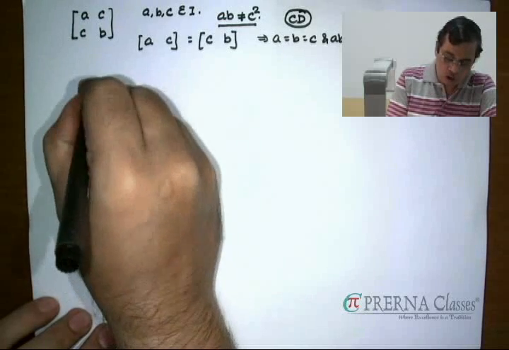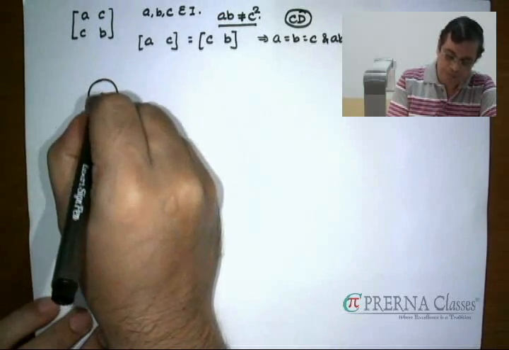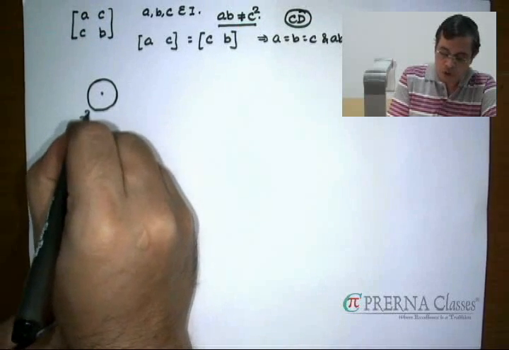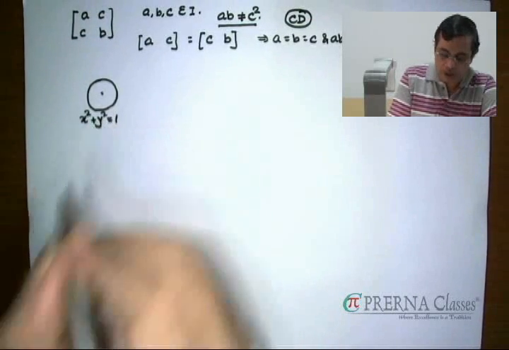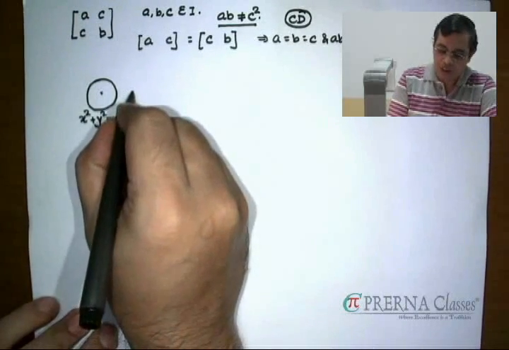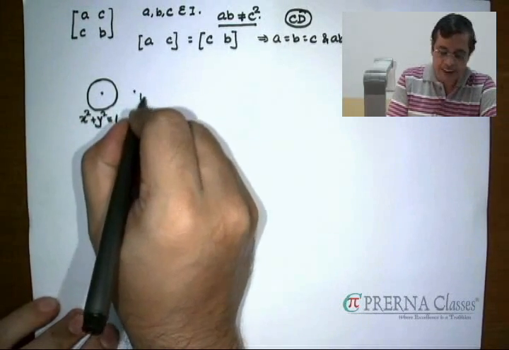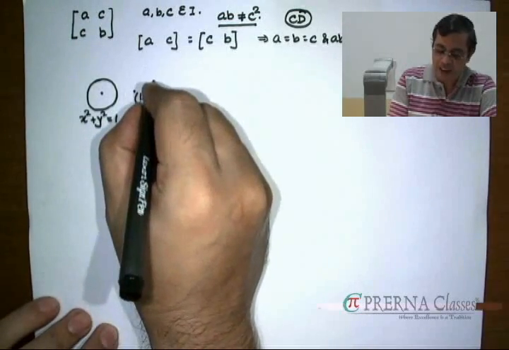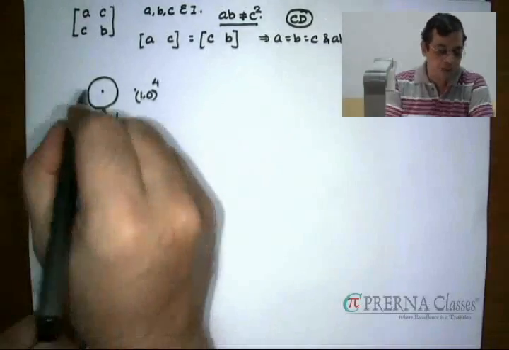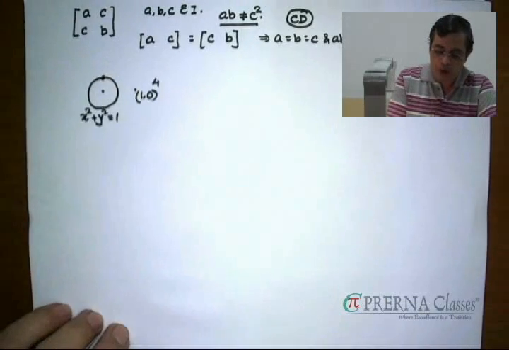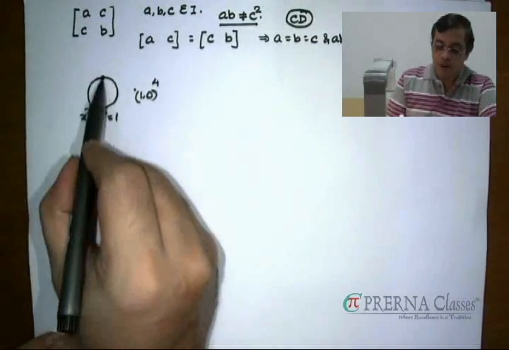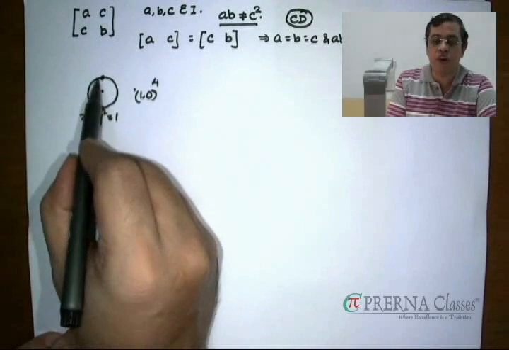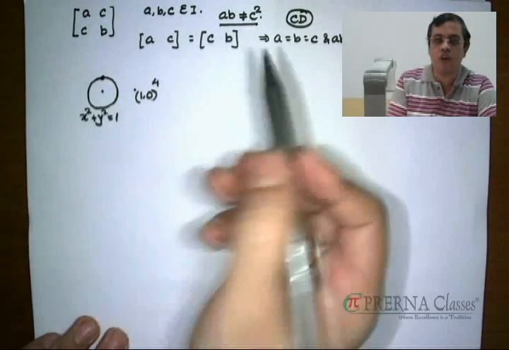The second question, there were two circles given, one of which was specified as x square plus y square equal to 1. The other circle was having its center at 1, 0 and a radius of 4. We were looking for a third circle which intersects both these circles orthogonally and also passes through the point 0, 1.